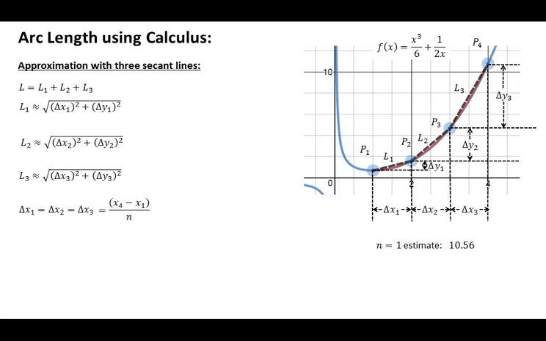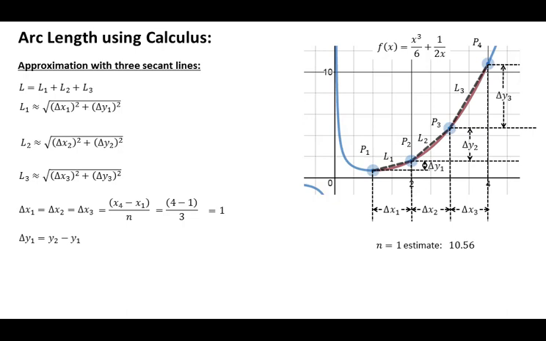So delta x is just going to be x4 minus x1, the total x difference between our two points p1 and p4 here, divided by n, where n is the number of segments. In this case, n is 3. So our delta x is 4 minus 1 over 3, which is just 1. As you can see from the graph, our delta x value is 1. Now delta y is a little bit more involved, because you have to find the actual function value for each of these, just like we did before.